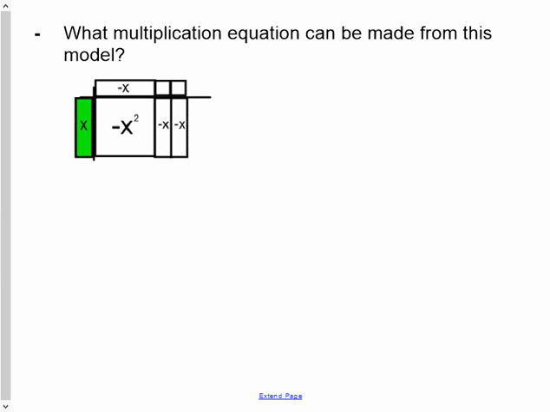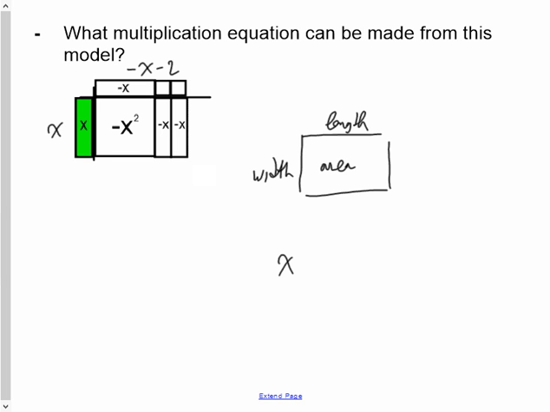Your next questions are all part of the modeling. It says what multiplication equation can be made from this model. Since it's asking for a multiplication, you can think of it as a length multiplied by a width will always equal the area. And therefore, since the length here is negative x minus 2 and the width is a positive x, you could think of it as being a positive x multiplied by the binomial length, negative x minus 2, which is equal to negative x squared minus 2x. So far, so good?